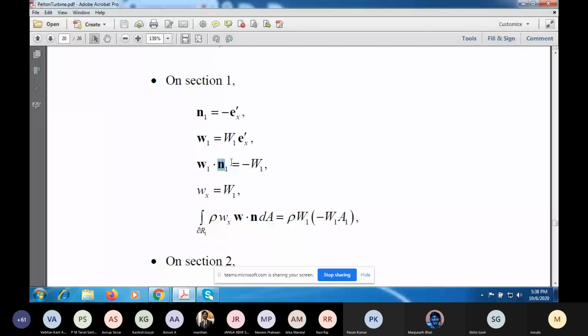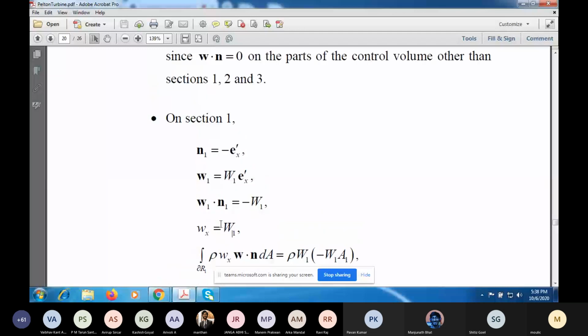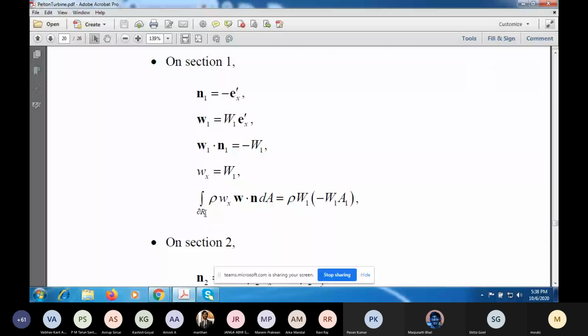And Wx in this case is W1. So if I want the contribution to the momentum flux only from section 1, that is integrated over del R1, then instead of Wx I can put W1, and instead of W dot n I can put minus W1. In the integral I simply assume that the function you're integrating is a constant. So the integral of dA is the area of this section, which I'm calling A1. So this is the momentum efflux, which is negative, so it is the influx.